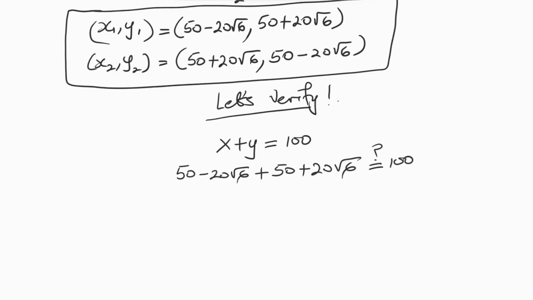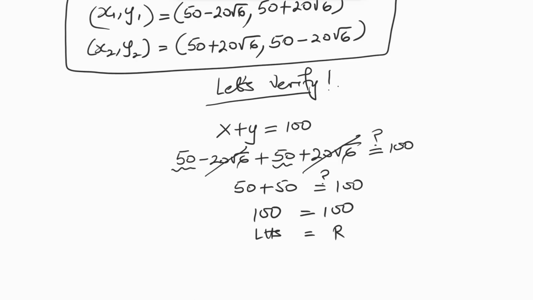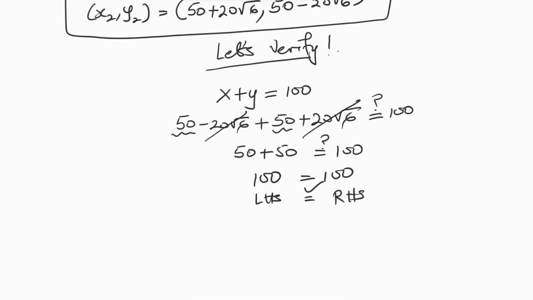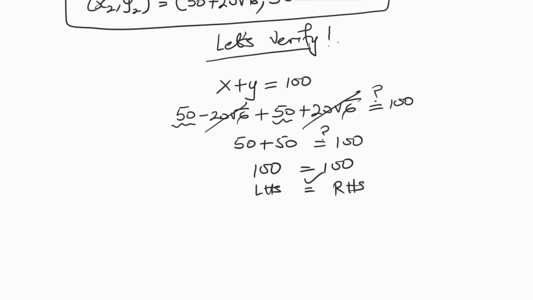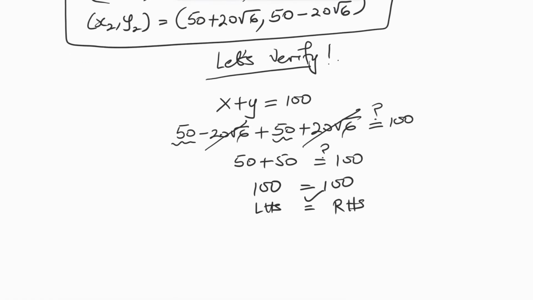We can see from observation that minus 20 root 6 and positive 20 root 6 will cancel out. And what we have left is just 50 plus 50. And we can see that 50 plus 50 is 100. Therefore, the left-hand side is equal to right-hand side. Okay? Now, let's try to see if we can also get the same answer using the second equation.